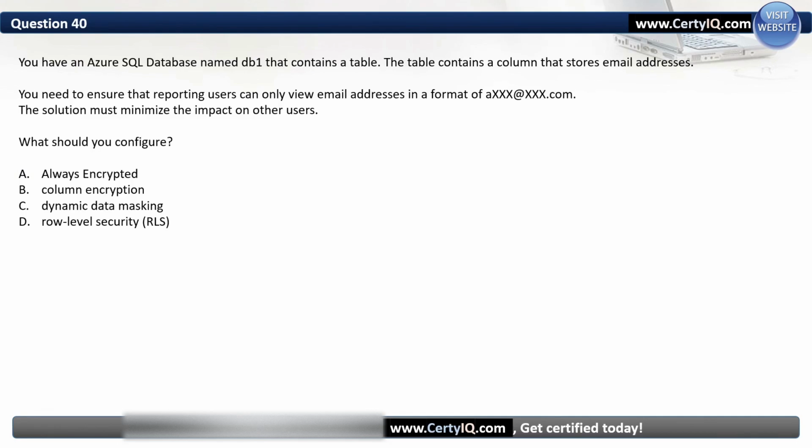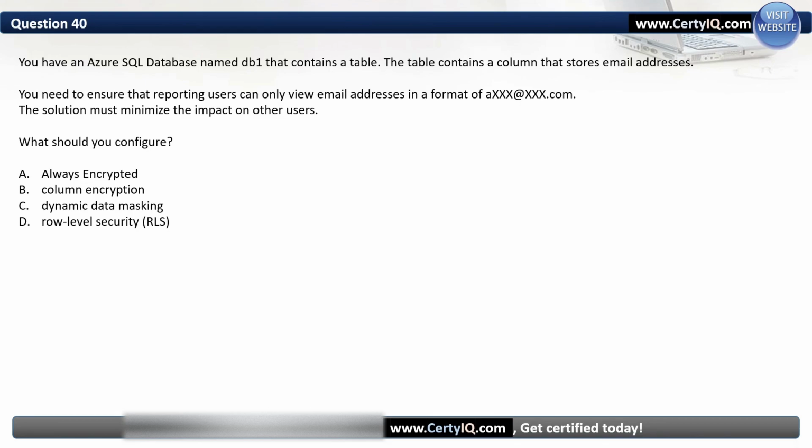Question 40. You have an Azure SQL database named DB1 that contains a table. The table contains a column that stores email addresses. You need to ensure that reporting users can only view email addresses in a format of a@xx.com. The solution must minimize the impact on other users. What should you configure?